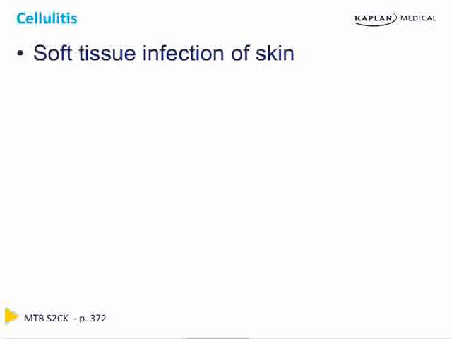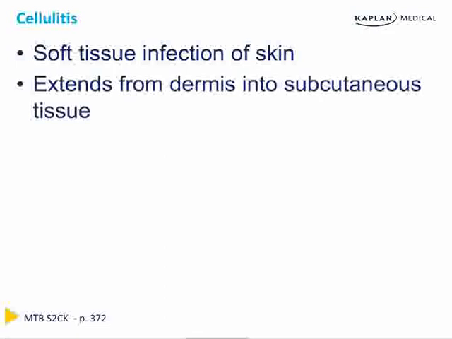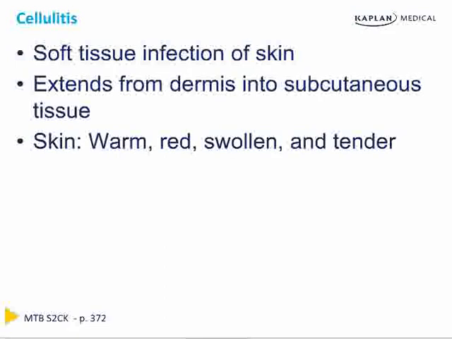Cellulitis is a difficult word. What does it mean? Well, it means a soft tissue infection of the skin. It goes from the dermis down into the subcutaneous tissue. That skin is warm, red, swollen, tender. Rubor, dolor, calor, tumor.